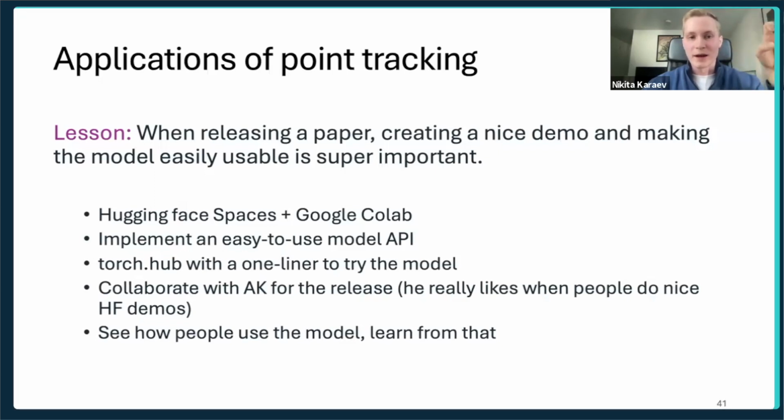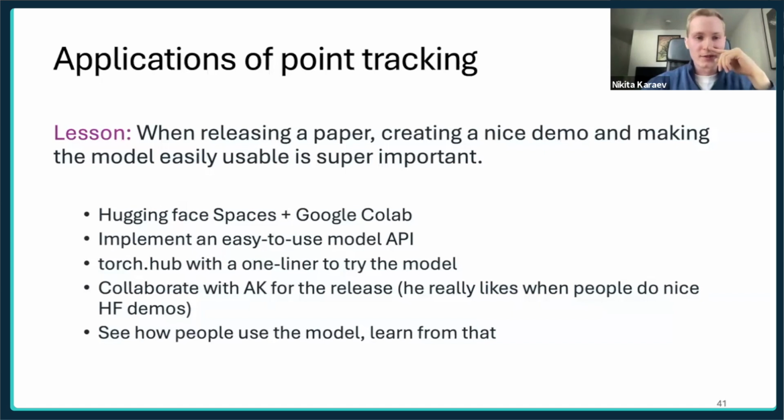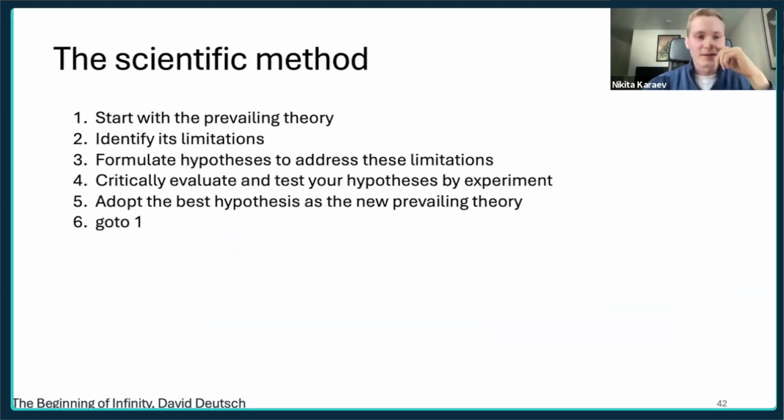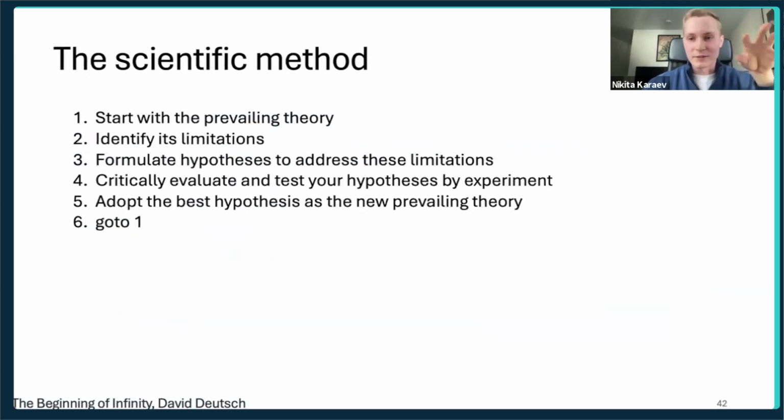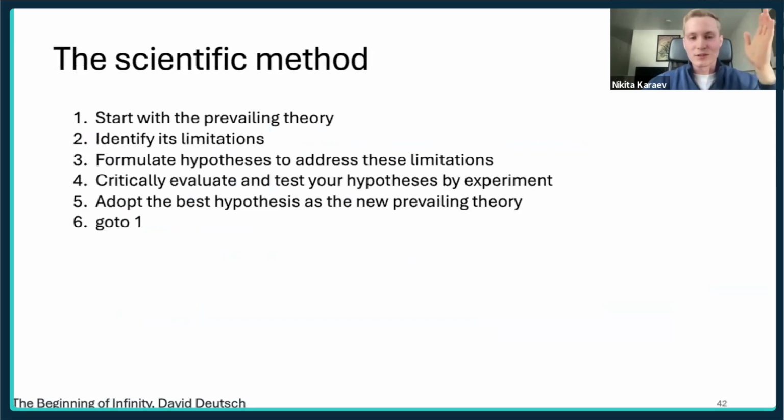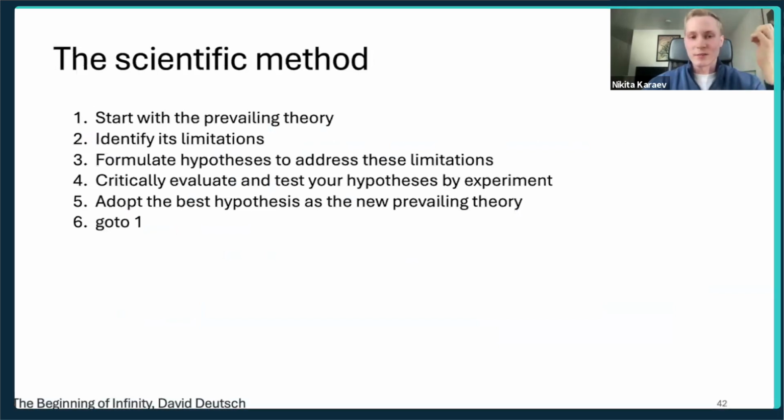and incorporate their feedback. I think it's important to discuss the scientific method because in deep learning research right now, a lot of people just try random things and just try to see what works, and they don't really use the scientific method here.